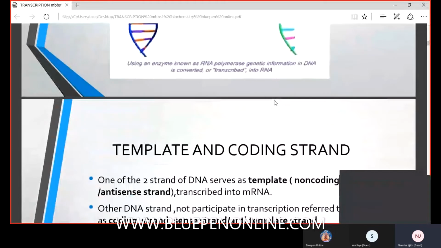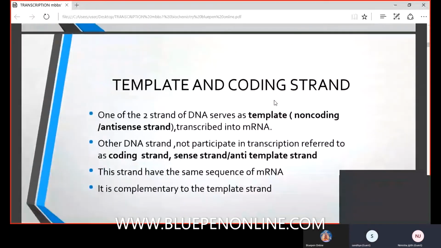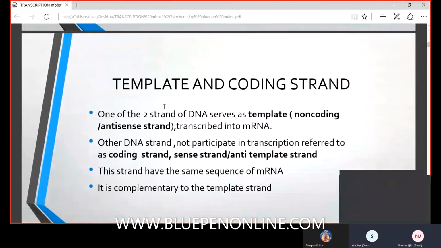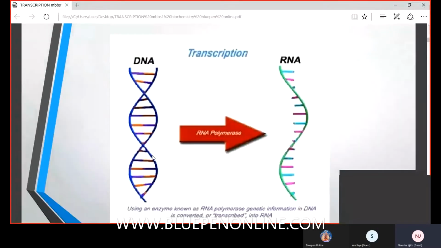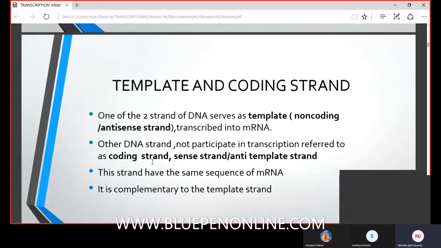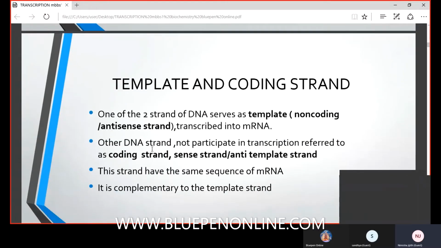We have two strands in DNA, right? Here we can see the structure of DNA. There are two strands. One in 3 prime to 5 prime direction, the other in 5 prime to 3 prime direction. Anti-parallel in nature. So one of the two strands of DNA serves as template. It's very important.